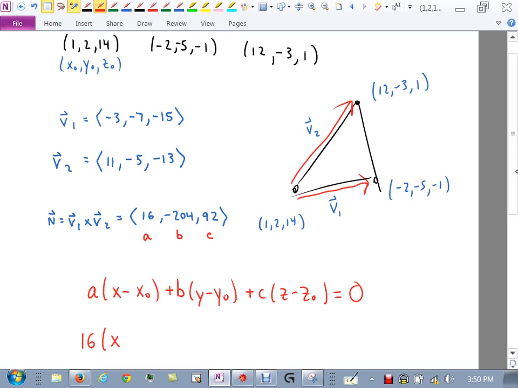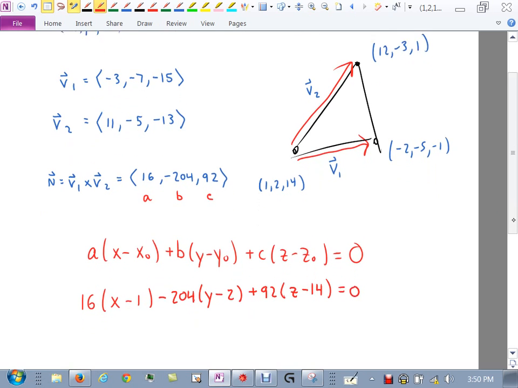I already picked it up there for us. Can you hit that middle light again? I'm sorry. Everyone see where that's coming from? 16 is A, x minus x naught. X naught, I had 1, plus B, but that's negative, so negative 204. Y minus y naught is 2, plus C, 92, times z minus z naught, so minus 14, equals 0.